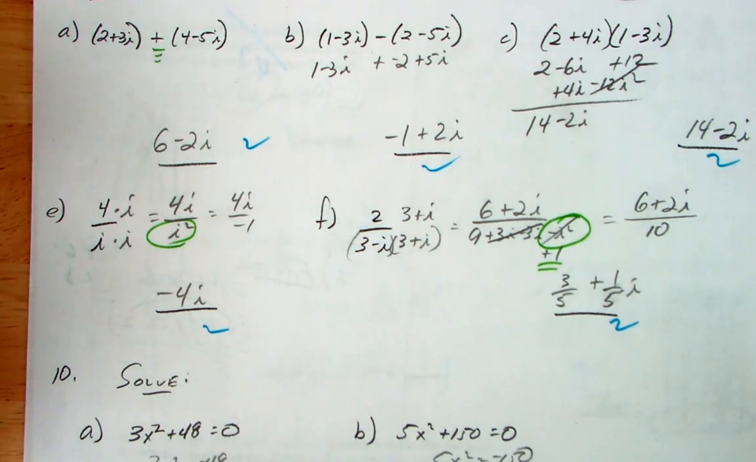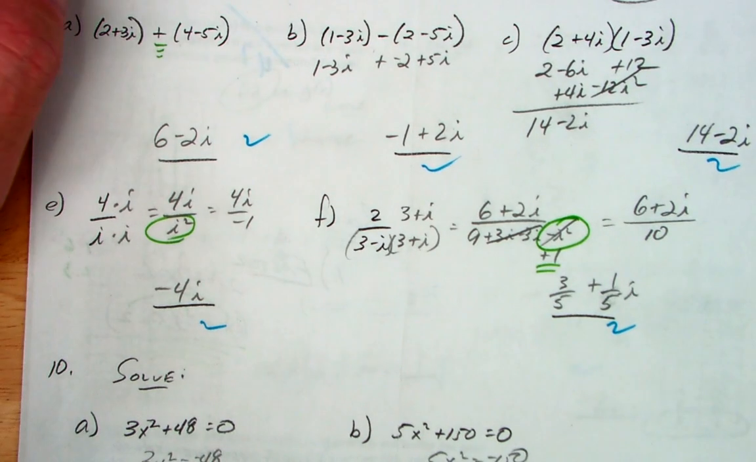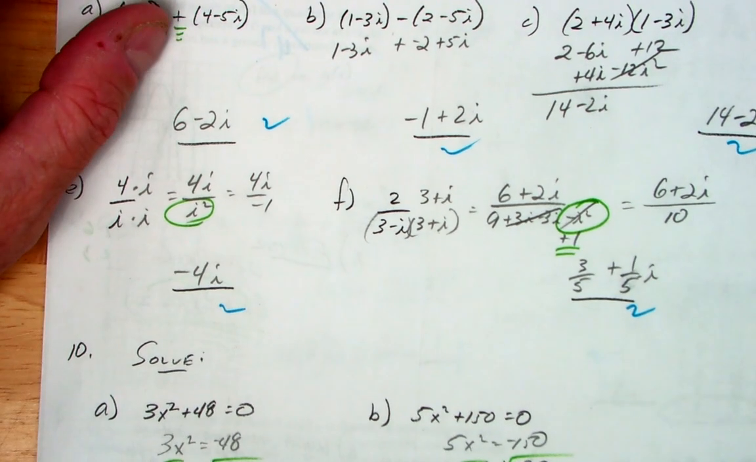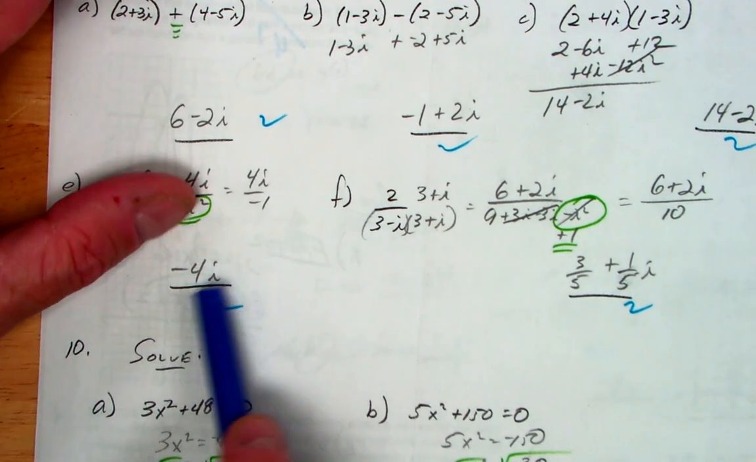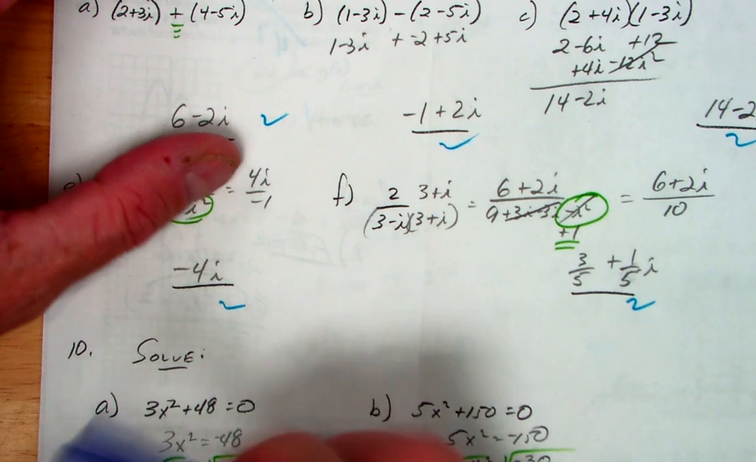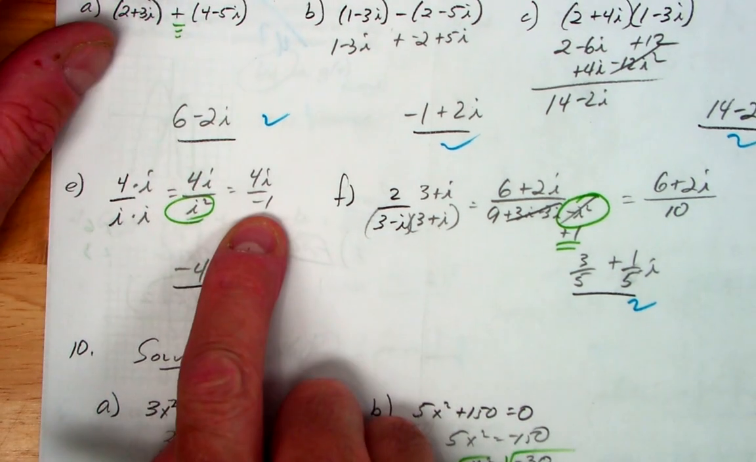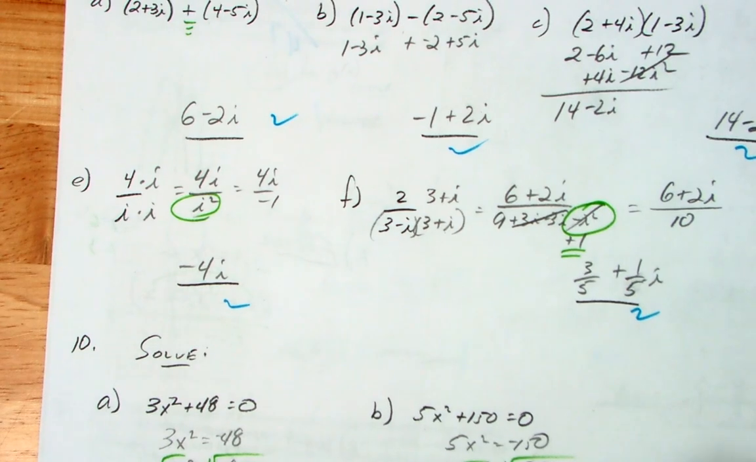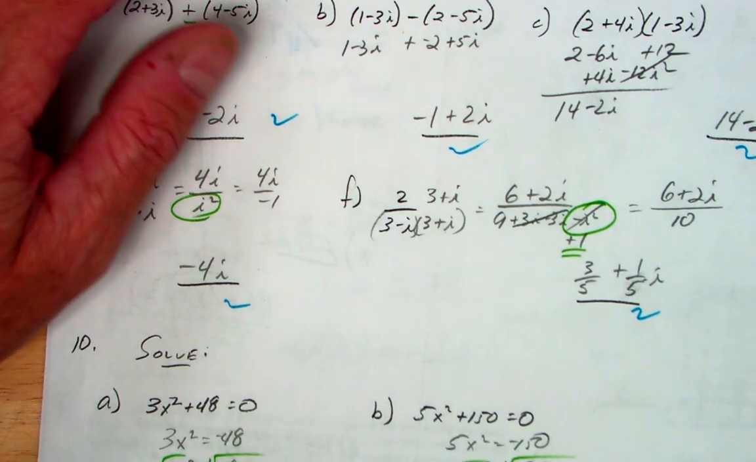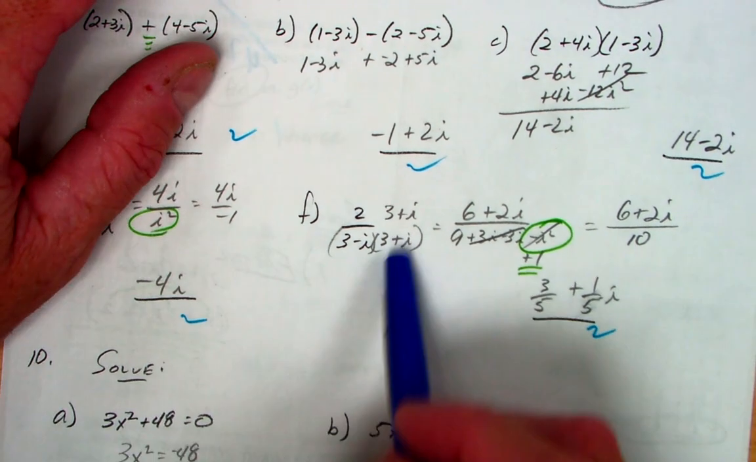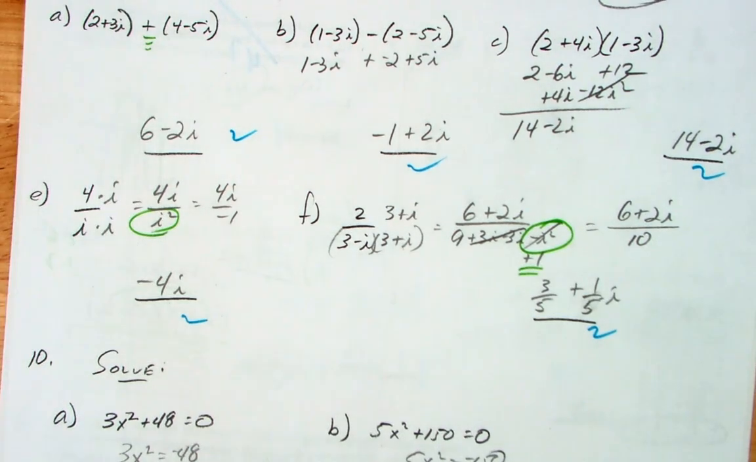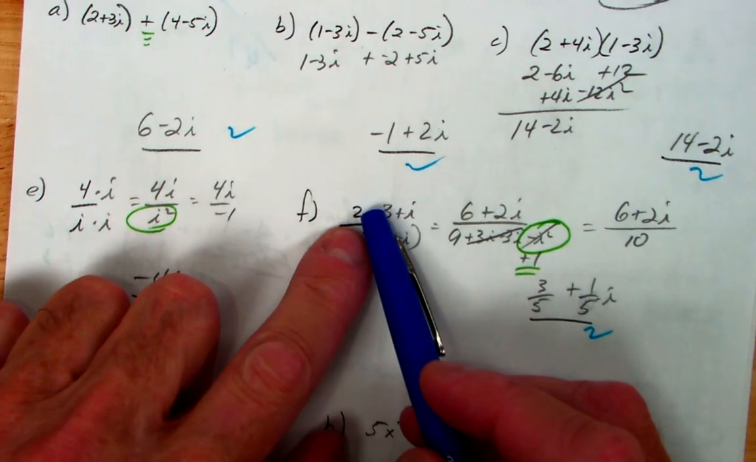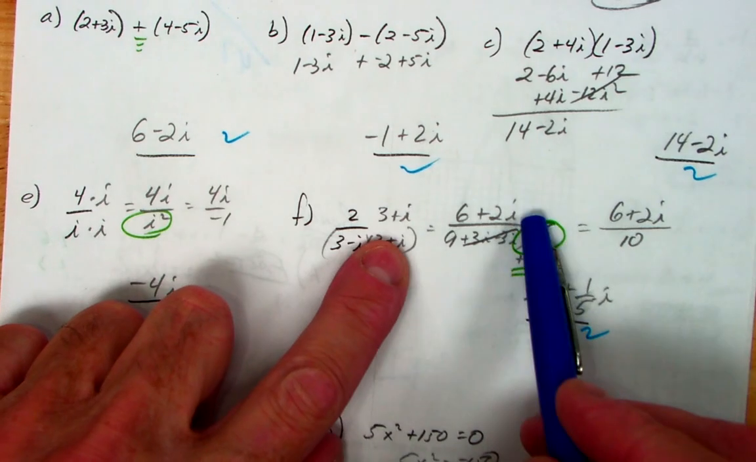Because I'm really trying to enforce that, if people didn't do great, let's change and find our mistakes. So negative 4i. I could leave this negative 1 on the bottom if I wanted, but I'd rather pull it out front. It just looks better. Okay? F. Multiply top and bottom by 3 plus i. That's called the complex conjugate. So I'm going to multiply this. I get 6 plus 2i.